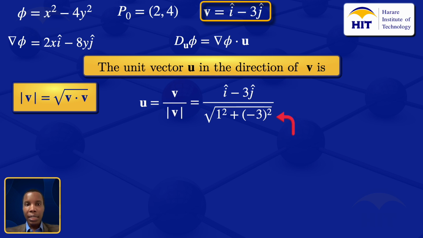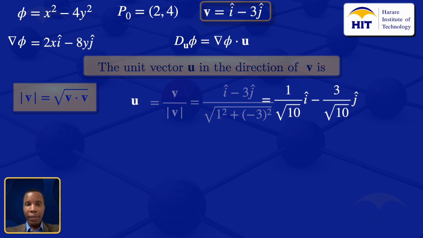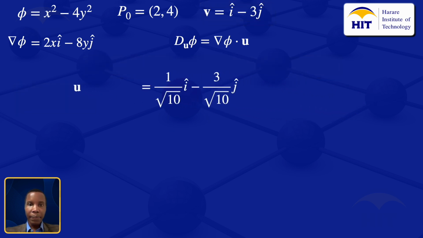This part is a result of the dot product of a vector, where we multiply the corresponding elements. And when we simplify, 1 squared plus 9 gives us 10. So we'd have 1 divided by root 10 i minus 3 divided by root 10 j. So that's our u there.